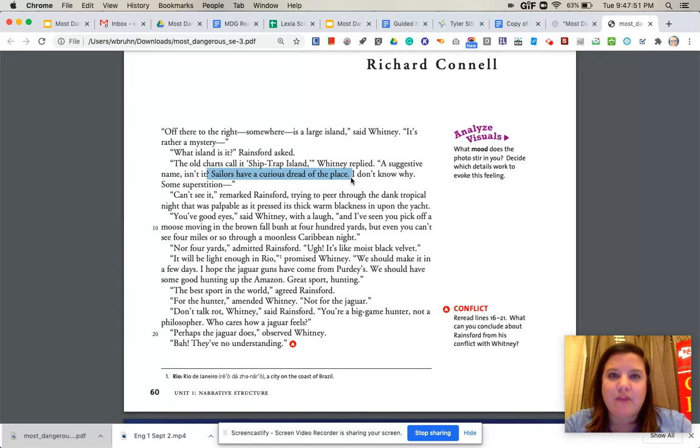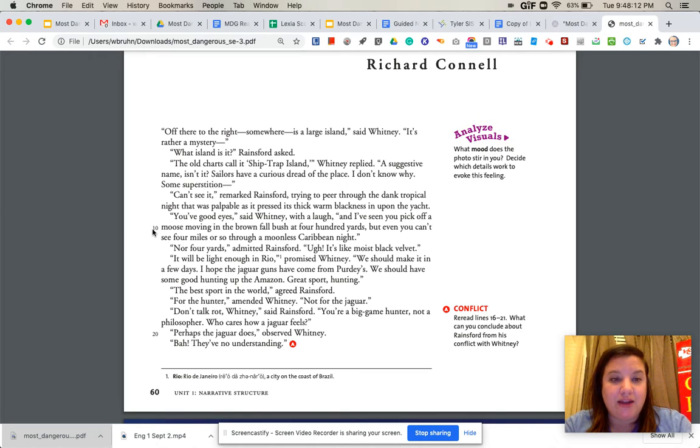So this is sort of some hints of things that might happen in a little bit in the story. So just keep it in the back of your mind. Okay, so now back to our question. We're going to reread lines 16 through 21, and we're going to see what we can conclude about the type of person that Rainsford is based on what he is talking about with Whitney.